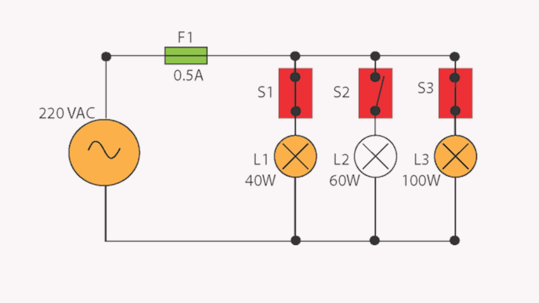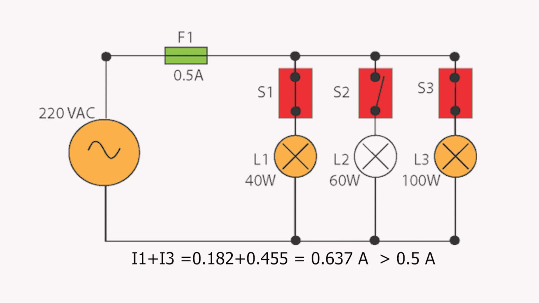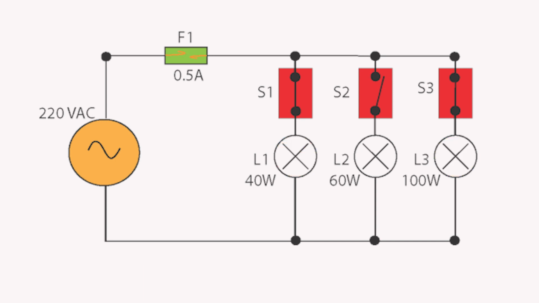And if S1 and S3 are turned on, the summation of the current is 0.182 plus 0.455 equals 0.637 ampere. The fuse F1 will be blown. And if only one switch is turned on, the current is lower than 0.5 ampere. The fuse F1 also will not be blown. This is the answer to this question.